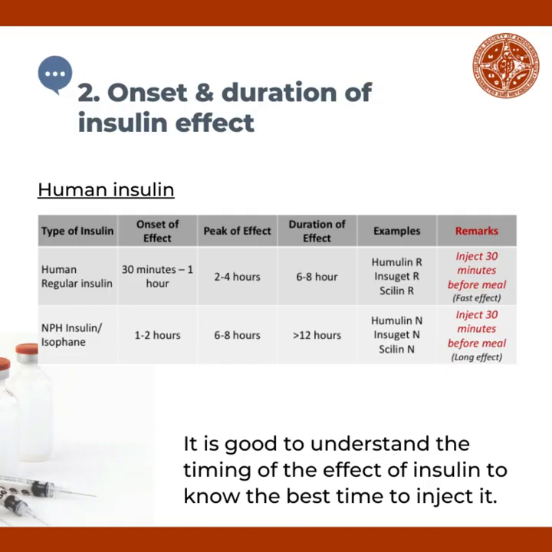For the NPH insulin or the Isophane, the onset of the effect would be in 1 to 2 hours. The peak effect would be 6 to 8 hours. The duration of effect would be more than 12 hours. Examples of NPH insulin and Isophane insulin are Humulin N, Insuget N, Silene N. These are supposed to be injected 30 minutes before meals as well. It is good to understand the timing of the effect of insulin to know the best time to inject it.